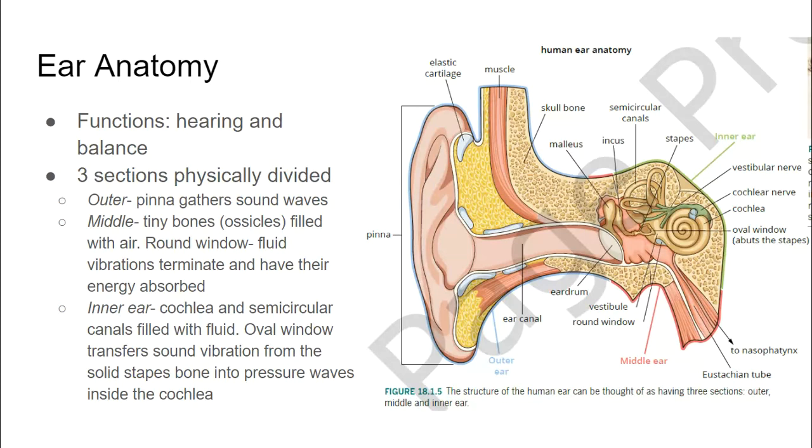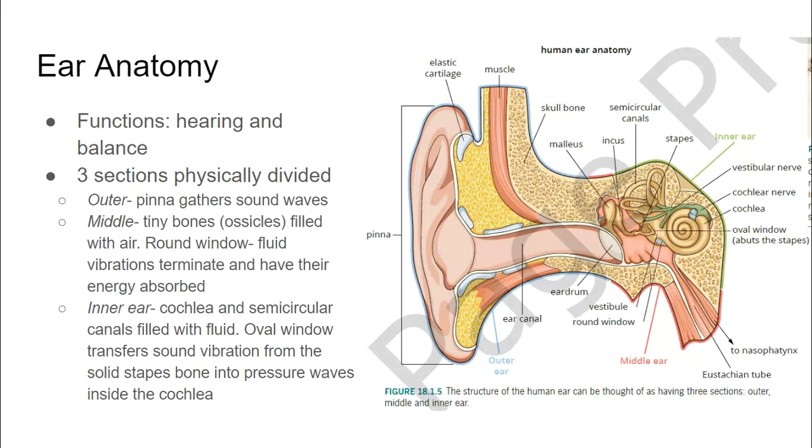We then see the middle ear, and that has the tiny bones, or the ossicles, filled with air, and the round window, where fluid vibrations terminate and have their energy absorbed. We then also have the inner ear, which contains the cochlea and the semicircular canals, which are again filled with fluid. The oval window in this section transfers sound vibration from the solid stapes bone into pressure waves inside the cochlea. Some of these structures may sound familiar to you, and they're going to become familiar when we start to look at some of the technologies that we use to assist if we do in fact have hearing loss.